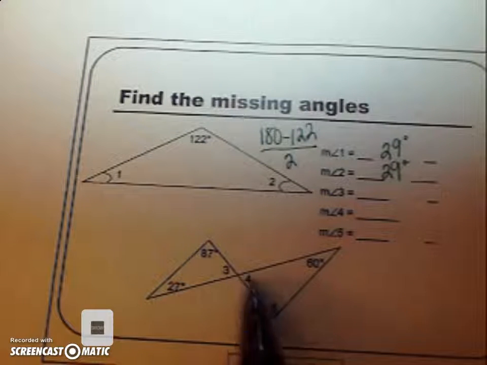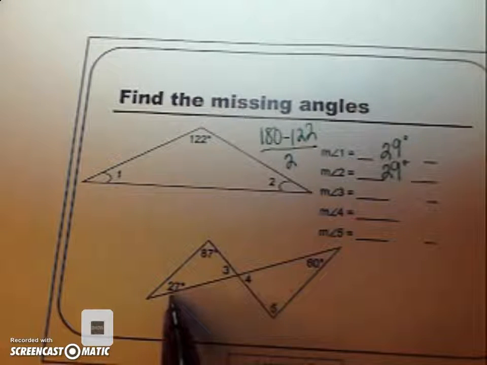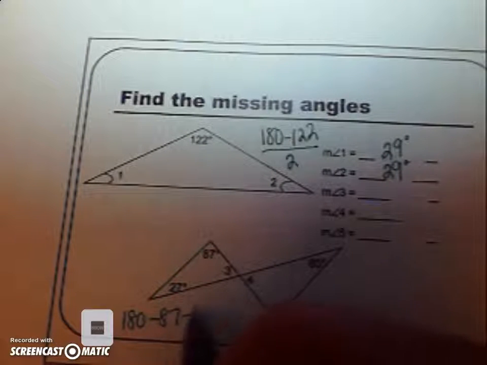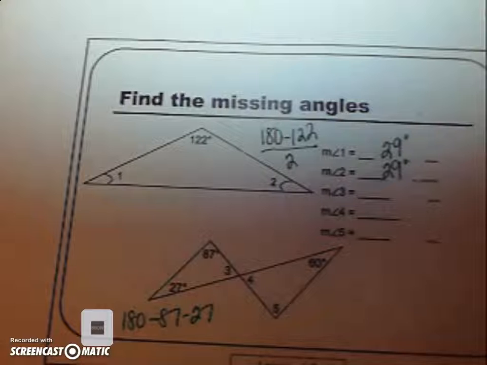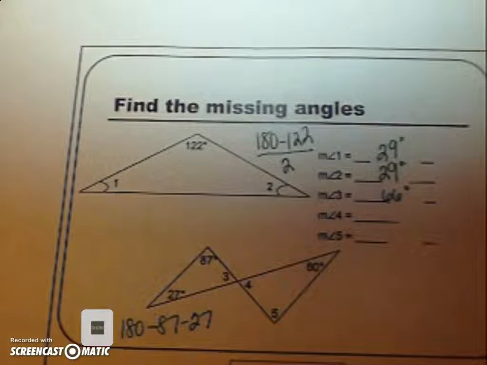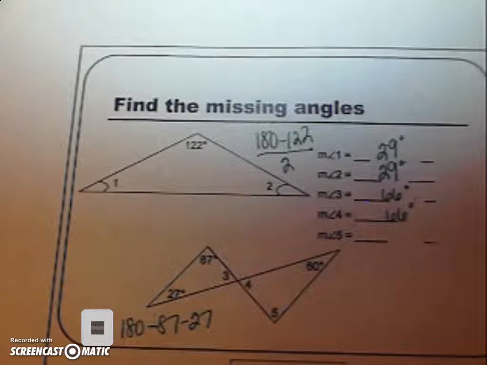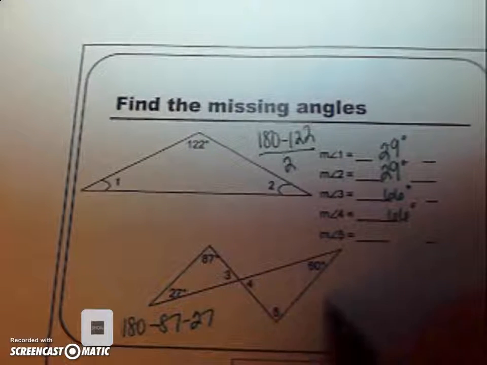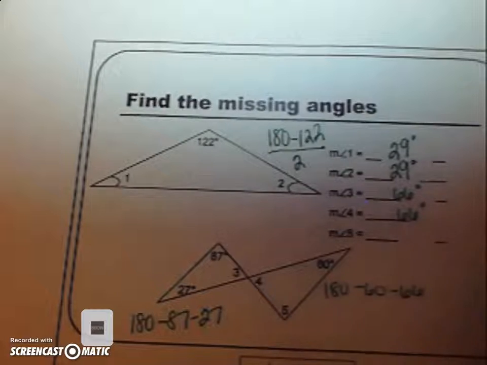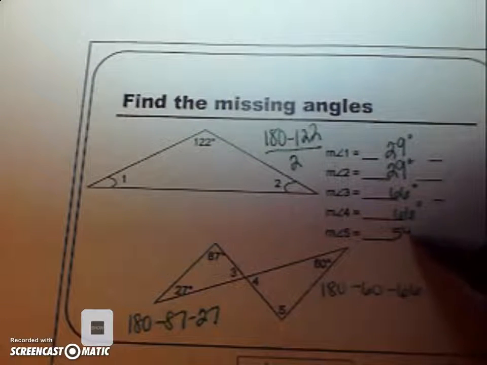In this one, 3 and 4 are vertical angles, so I can take 87 plus 27 and subtract that from 180. And that's going to leave me with 66 degrees left over for the measure of angle 3, which means that the measure of angle 4 is also 66 degrees. And once I know that, I can take 180, subtract 60, and subtract 66 to get the measure of angle 5, which should be 54 degrees.